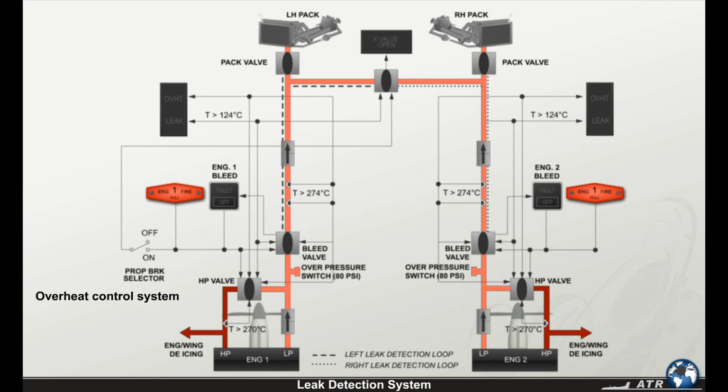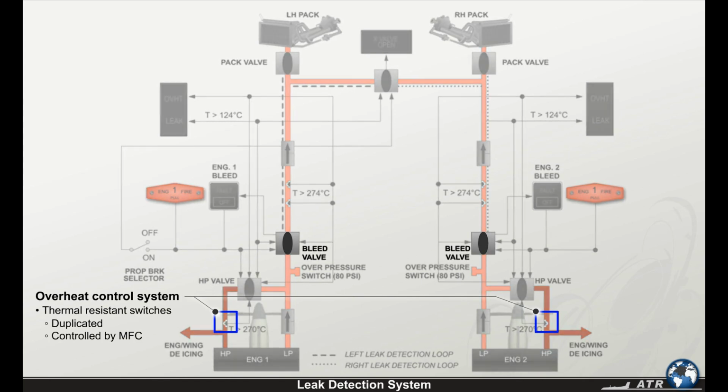An overheat control system is installed on the aircraft. It's composed of thermal-resistant switches installed on the engines near the high-pressure compressor exit. These switches are duplicated for safety reasons and controlled by the MFC system. They ensure that the bleed valve and the bleed air shutoff valve are closed whenever an abnormal over-temperature occurs.